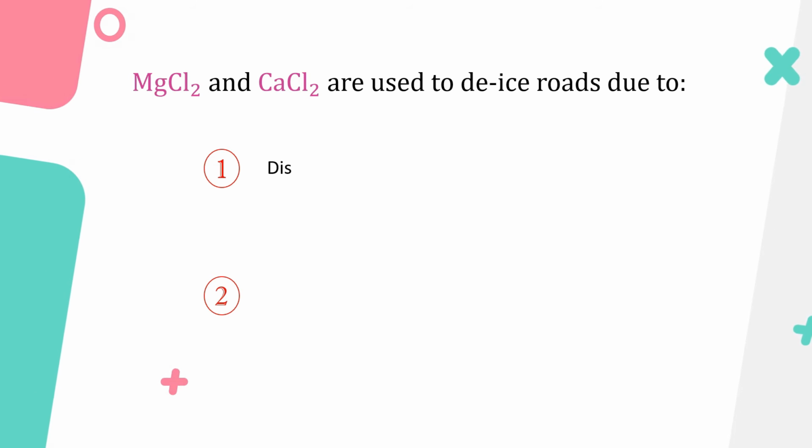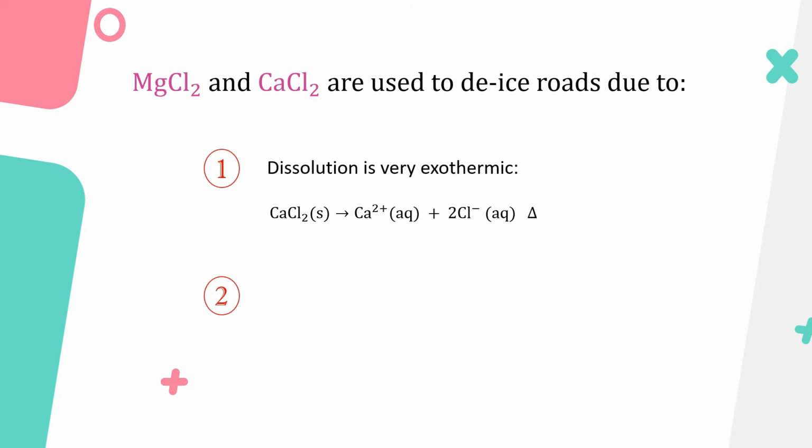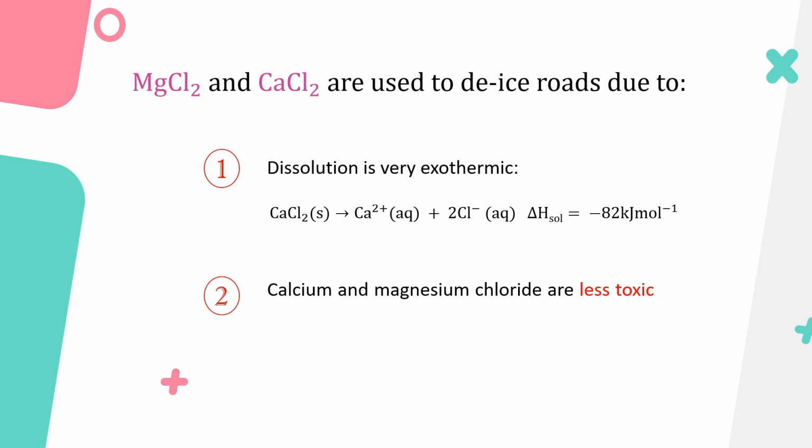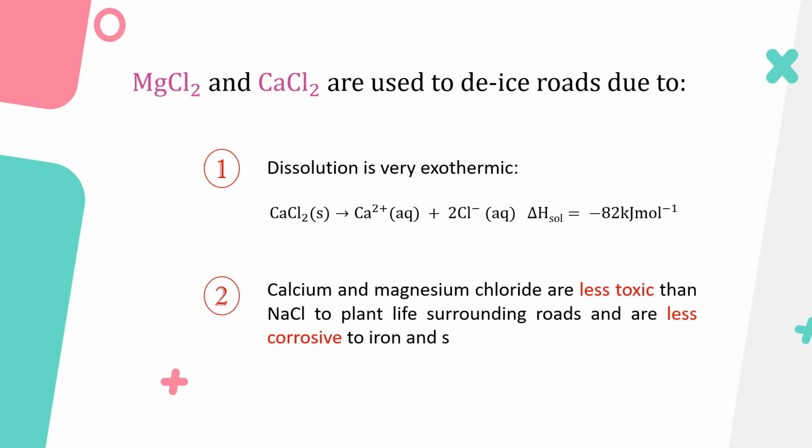Magnesium chloride and calcium chloride are used to de-ice roads due to: first, the solution is very exothermic, by which the enthalpy change of solution is negative, at 2 kJ per mole. Second, calcium and magnesium chloride are less toxic than sodium chloride to plant life surrounding roads and are less corrosive to iron and steel.